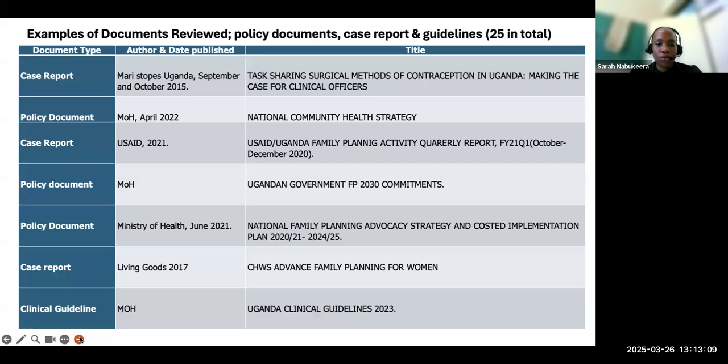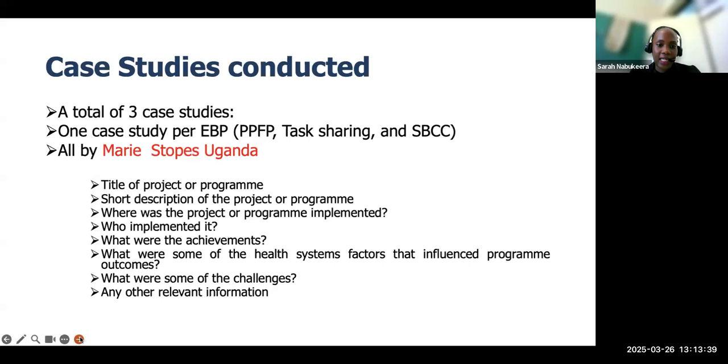Next, we approached this in 3 ways. We did a desk review of policy documents and databases for indicators to track the 3 EBPs, which indicators were available, but also we reviewed these documents. We reviewed case reports, policy documents, and clinical guidelines. And these are some of the examples of the documents that we reviewed, in addition to the databases. But also we did case studies. And all this was to answer objective 1, that is checking if the government aligned the standards of implementation of these EBPs to the international standards.